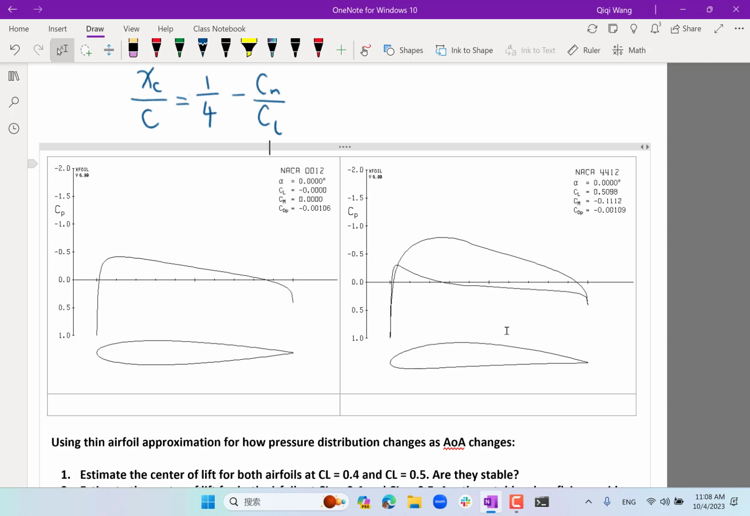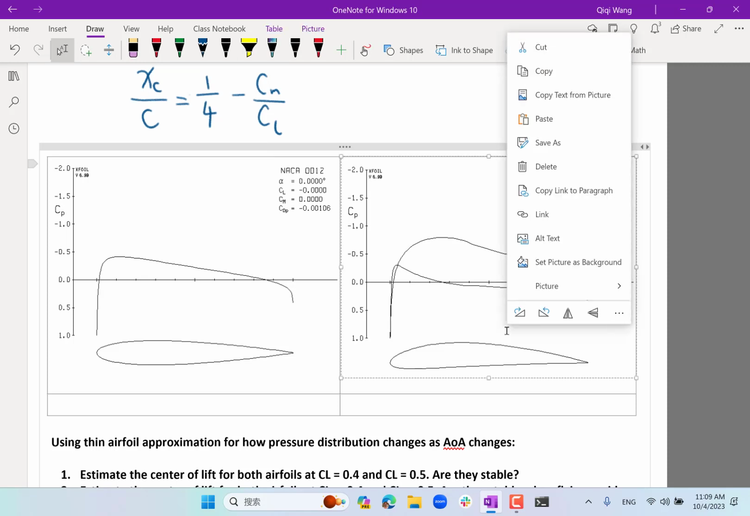So first let's answer the first question, right? Estimate the center of lift for both airfoils at these 2 CLs. The first one should be easy, right? So can somebody just think for maybe 10 seconds and think like, how do we know the center of lift for this airfoil at CL equal to 0.4 and 0.5? Yes? Quarter chord? It's the quarter chord, that's right.